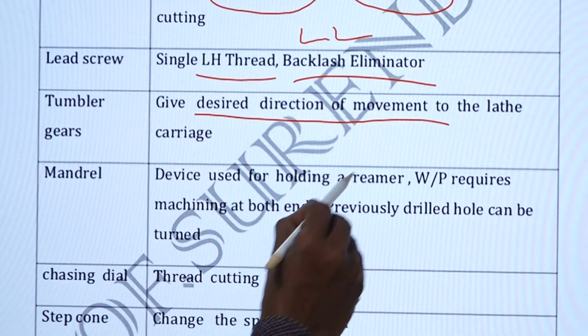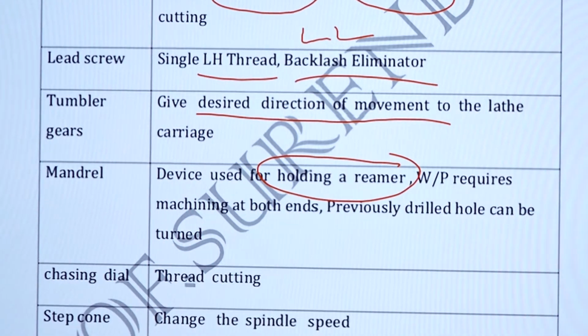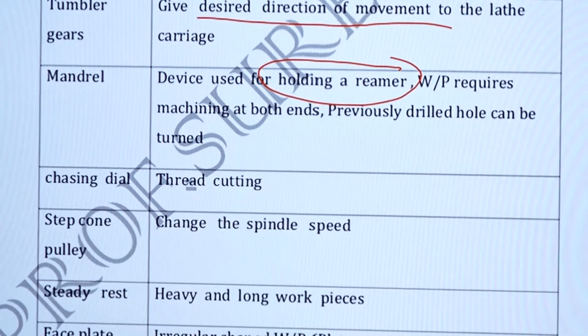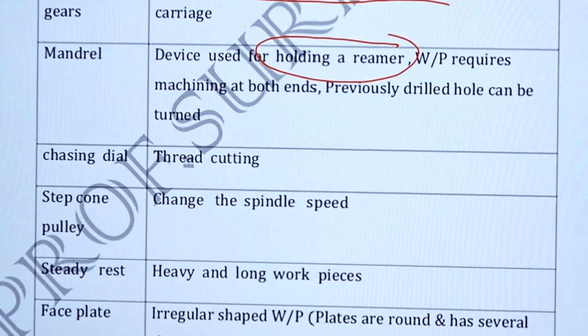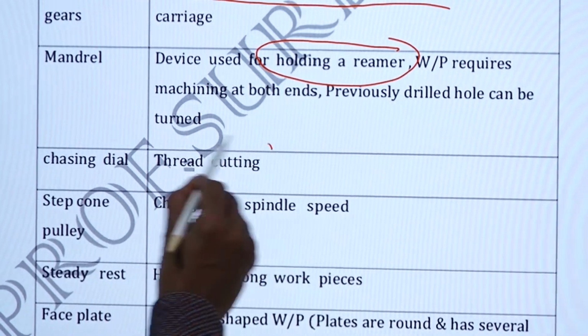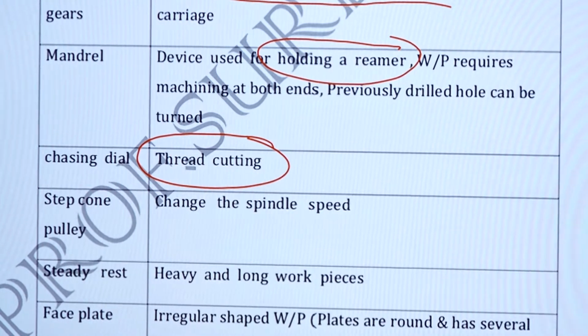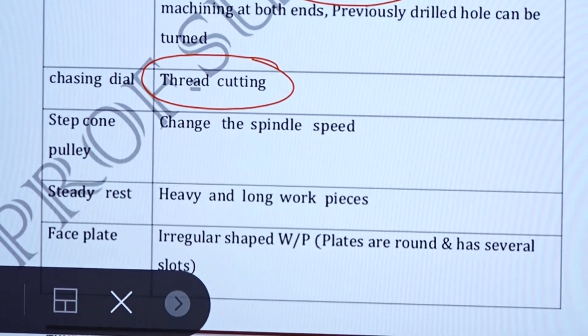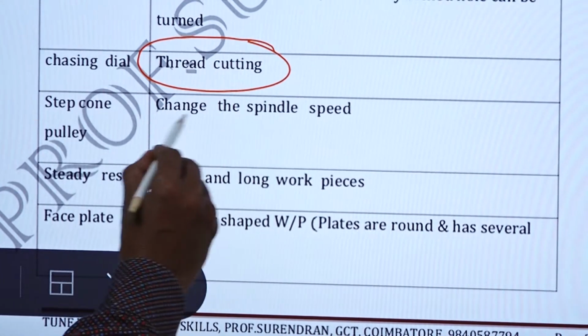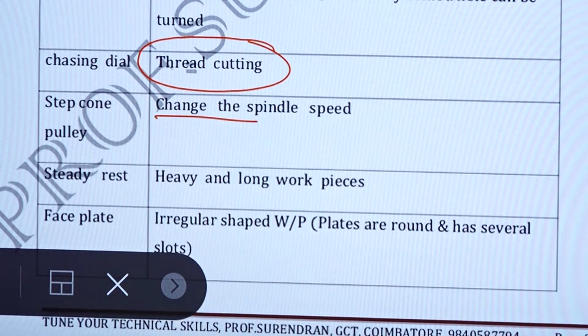And mandrel is used for holding the reamer. An already drilled hole can be held with the help of a mandrel. Chasing dial. This chasing dial is a special attachment used for thread cutting operations. So for thread cutting, we are using the chasing dial. And the step cone pulley in the lathe is used to change the spindle speed.